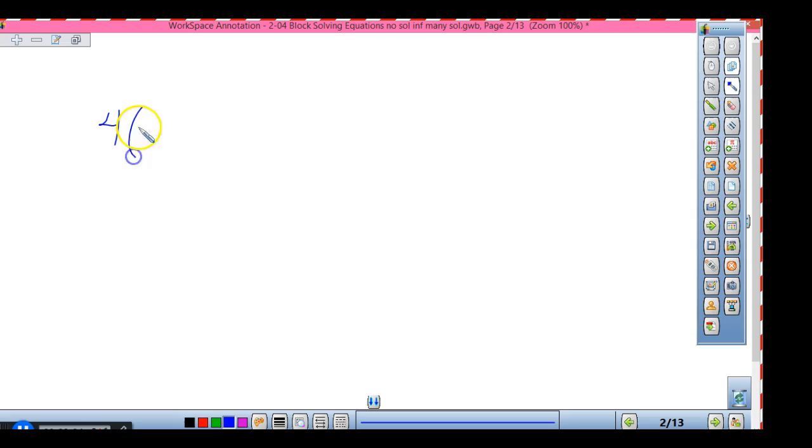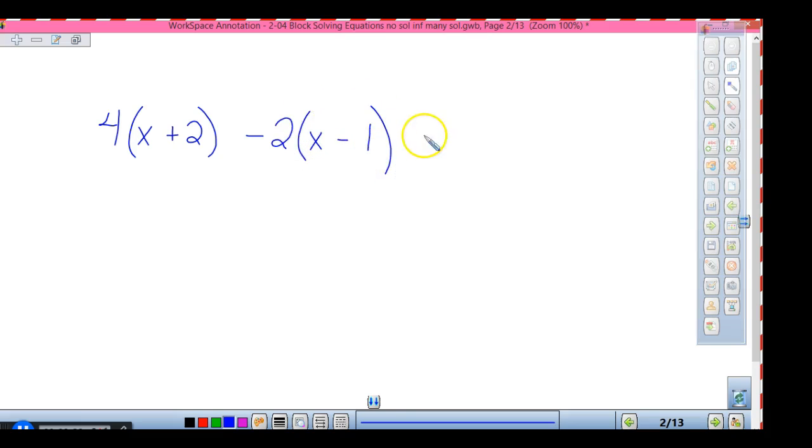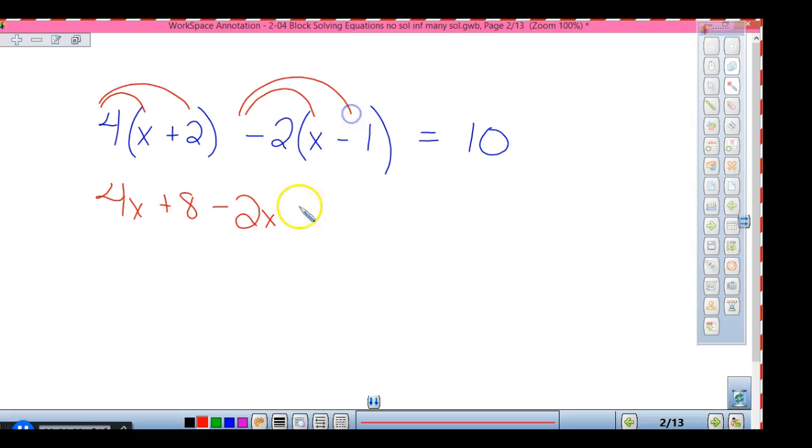If I have 4 times (x plus 2) minus (2x minus 1) equals 10. What would I do here? Distribute. So I get 4x plus 8, minus 2x plus 2 equals 10. So now we've got to combine like terms.